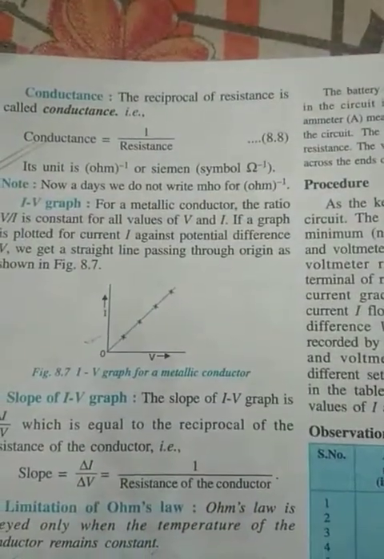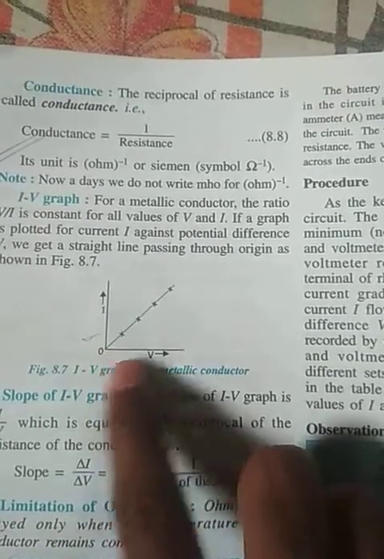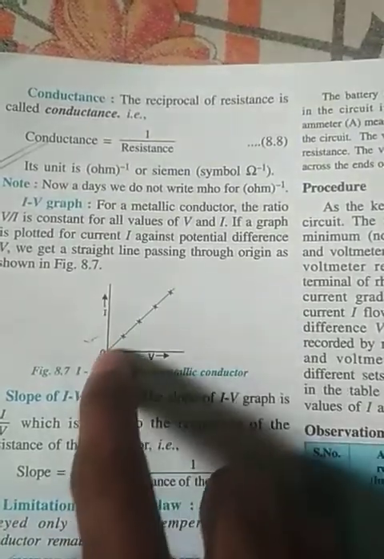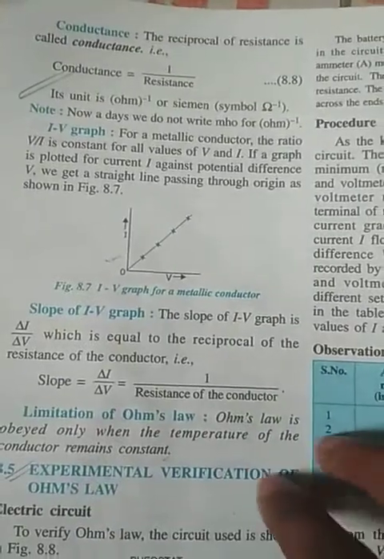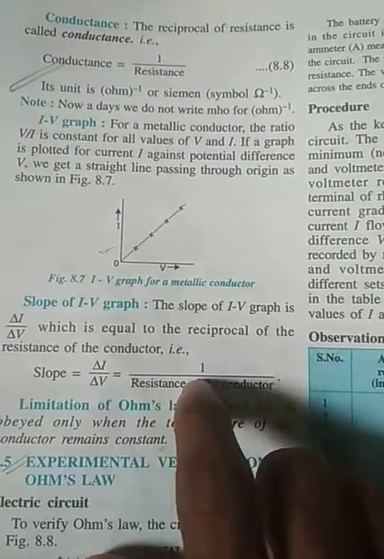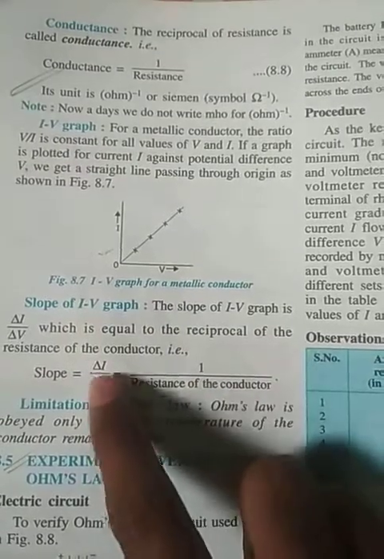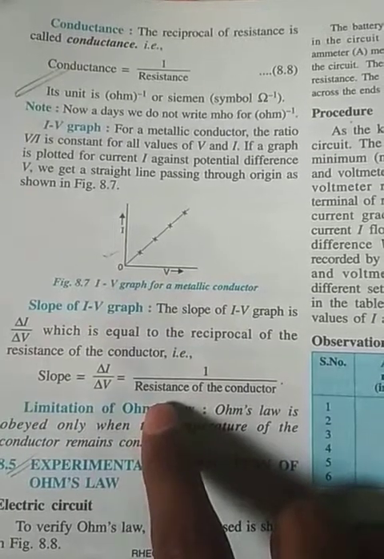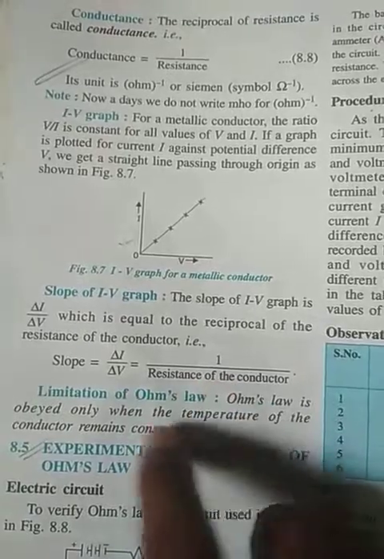Now we will draw the graph of current versus voltage. If you increase the voltage, current will increase continuously. That's why the graph will come like this, a straight line from the origin. Slope means del I by del V equals 1 by resistance. We know that V by I equals R, so I by V equals 1 by resistance, and 1 by resistance means conductance. So the slope equals conductance.